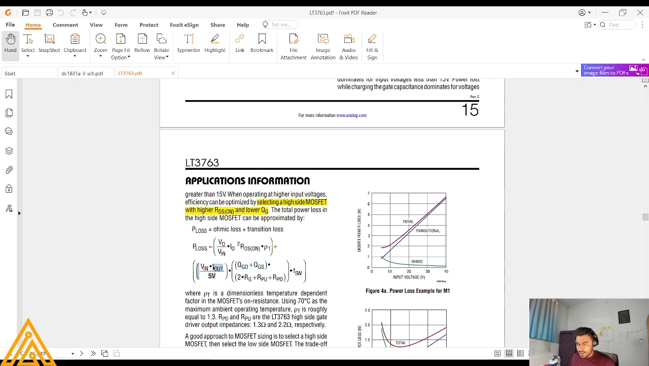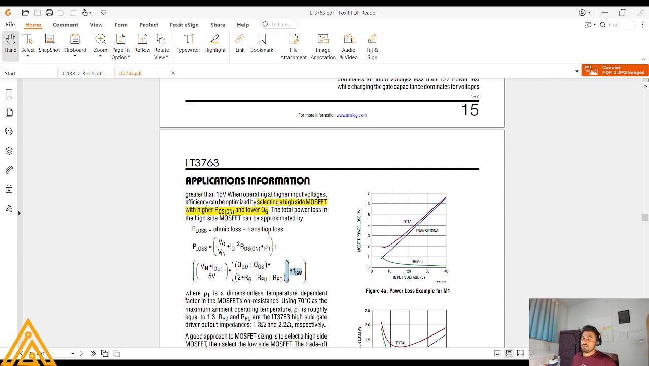Vin multiplied by output current divided by 5, multiplied by the gate-drain charge plus gate-source charge, multiplied by 2 times the gate resistor plus RPU plus RPD. And the RPU and RPD are 1.3 and 2.2 respectively. All those multiplied by the switching frequency.